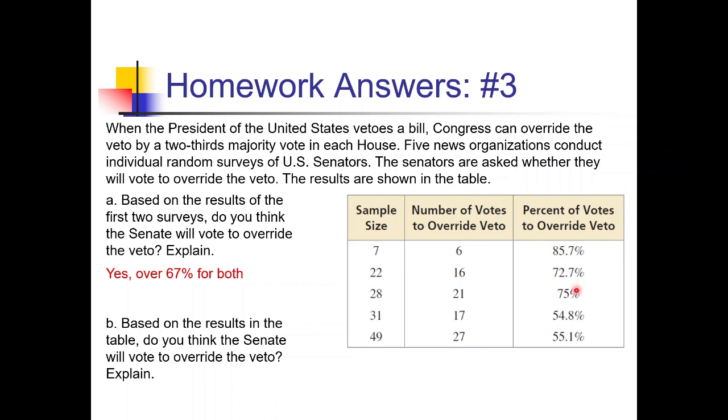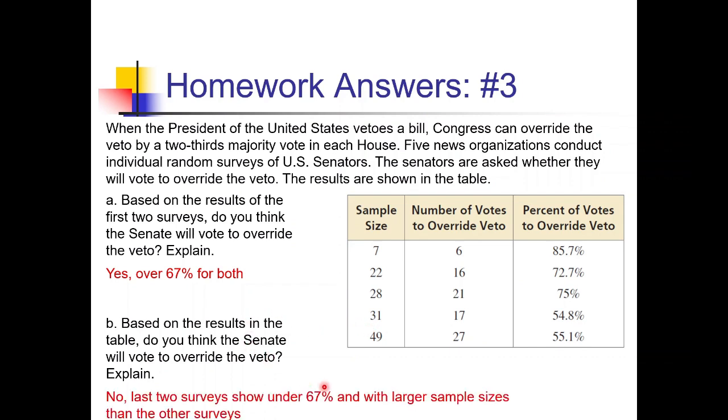But this is interesting. When we go up to the next 2 surveys with 31 and 49 for the sample size, I mean that's literally almost half of the Senate, now it's under 67%. So this seems to indicate, since we are under 67% for both of those with larger sample sizes, that probably no, we're not going to get an override on this one.